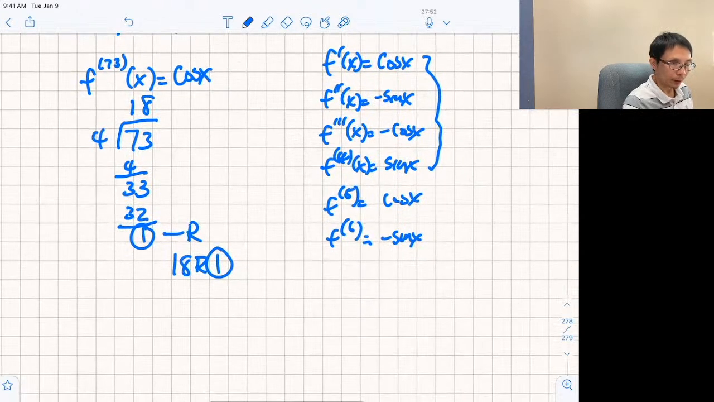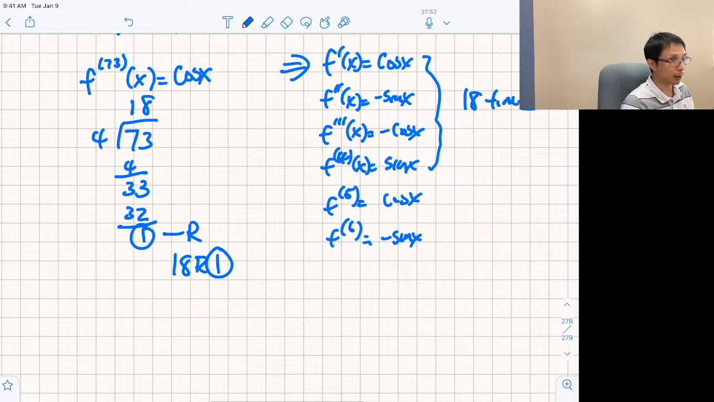So therefore, the remainder is 1. That means you're going to repeat the cycle 18 times, and then it's going to jump back to the first one, because the remainder is 1. If the remainder is 2, then it's going to go to the second derivative. Does that make sense?